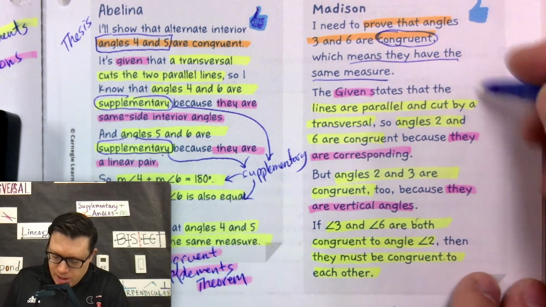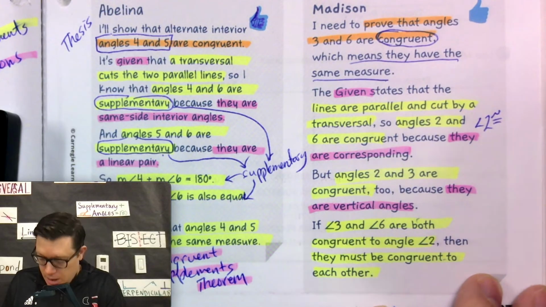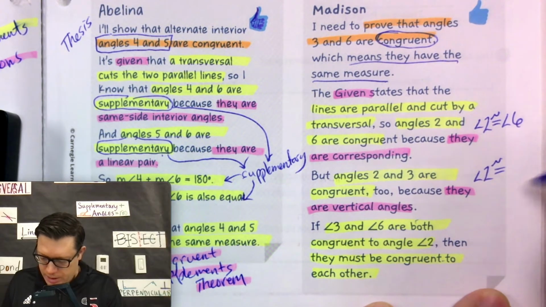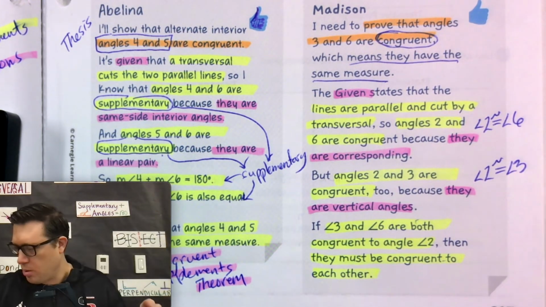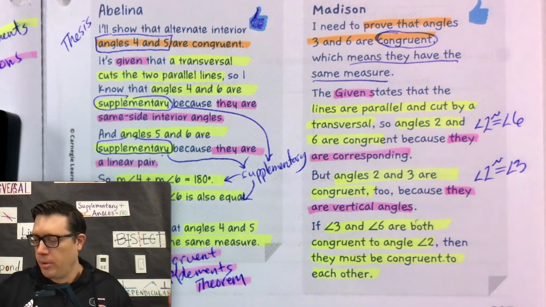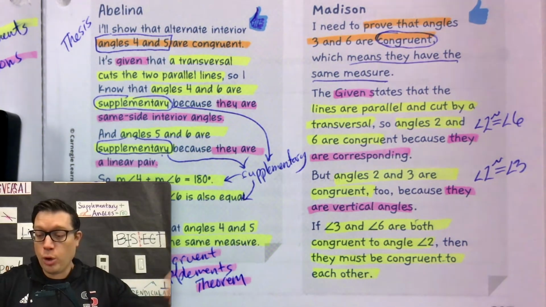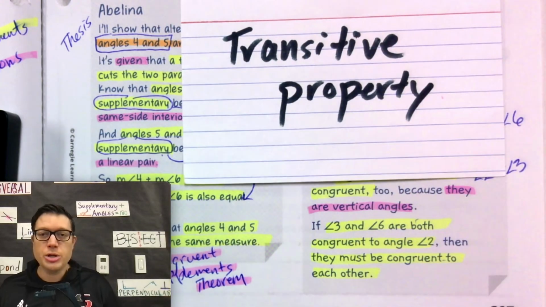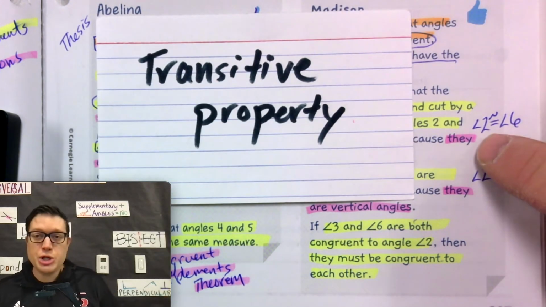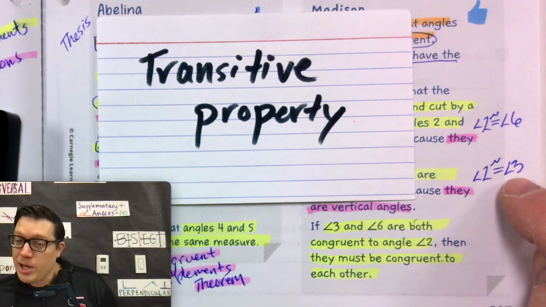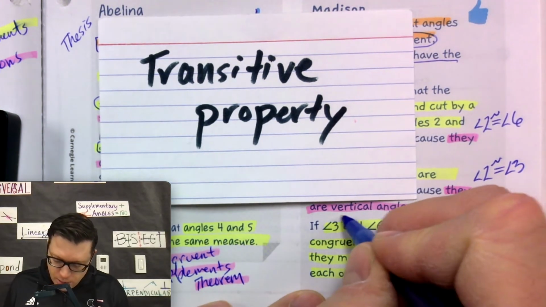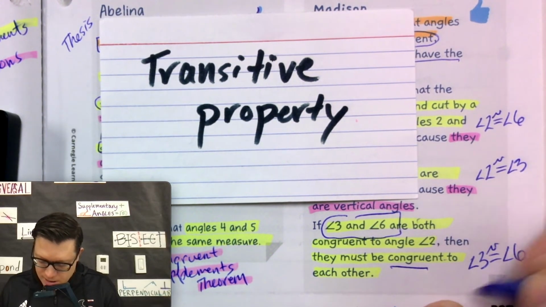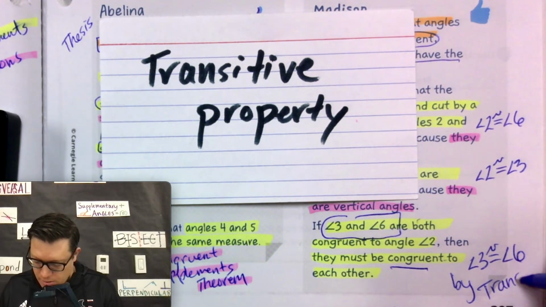So if 3 and 6 are both congruent to angle 2. Okay, so on the side, I'm going to add some notes. Angle 2 is congruent to angle 6. Angle 2 is congruent to angle 3. I know I've seen this one before. I mean, of course, right? I'm playing the fool here, but I know that you, with our notes and our note cards, have seen this one before. It is the transitive property, right? 2 and 6 are congruent. 2 and 3 are congruent. So that means that they are congruent to each other. Angle 3 is congruent to angle 6 by the transitive property.